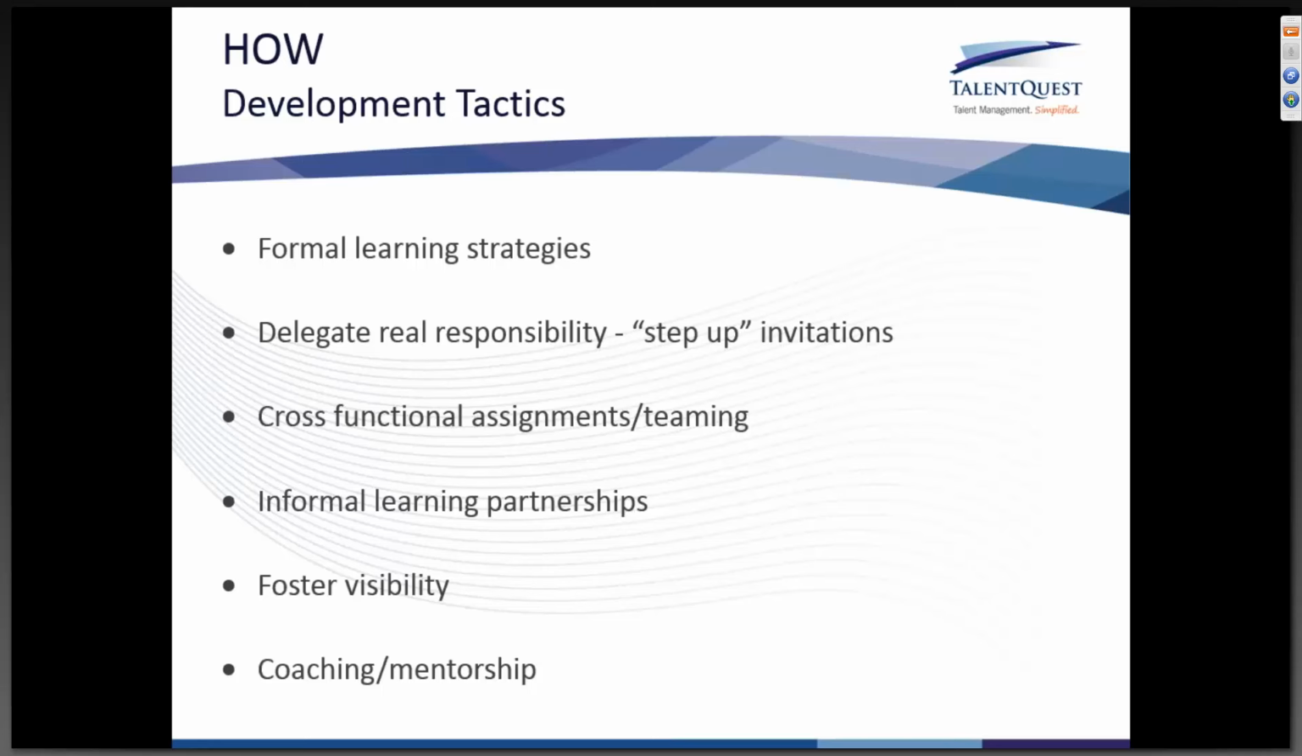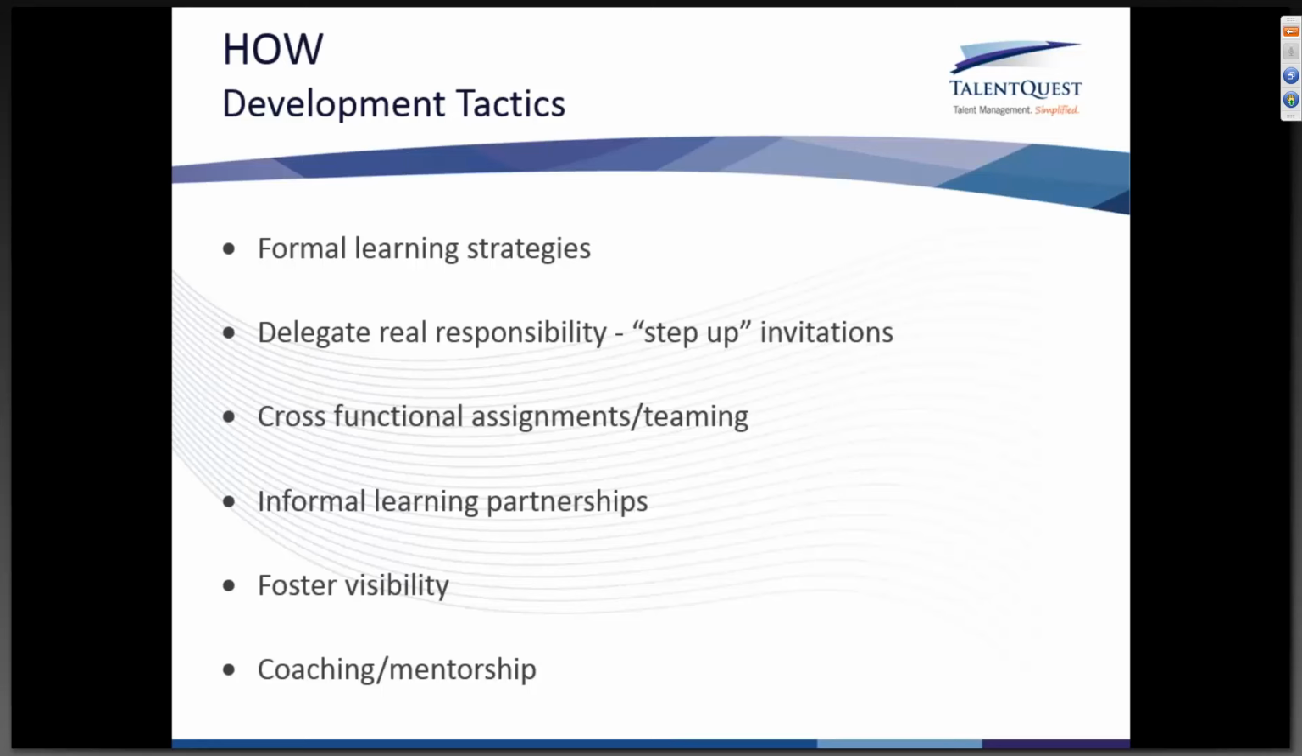Fostering visibility at upward levels, so again, helping the high potential employee learn how to interact with those above them, as well as giving the folks who may eventually become their peers some understanding of that individual. And then coaching and mentorship, and we do that here at Talent Quest. I'm currently engaged with a pretty significant company at the senior vice president level, helping a group of 4 folks go through training to position them for the next step and help them be prepared.